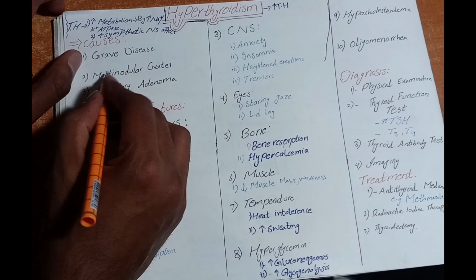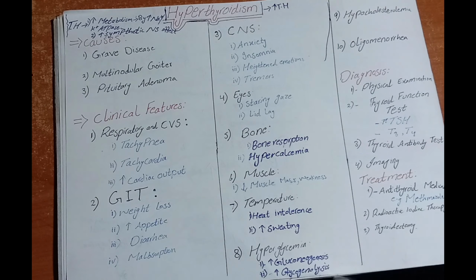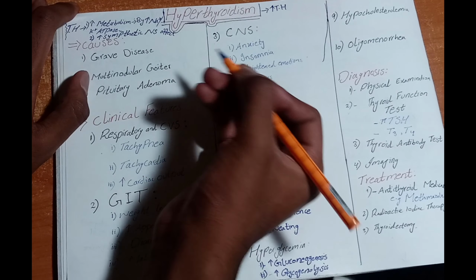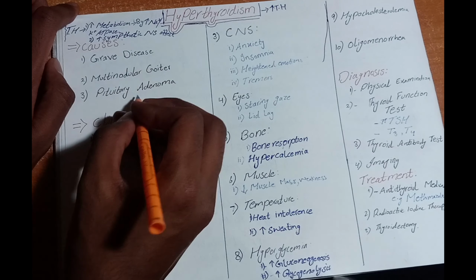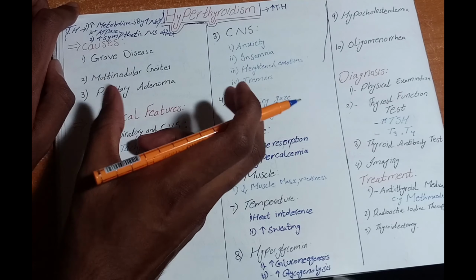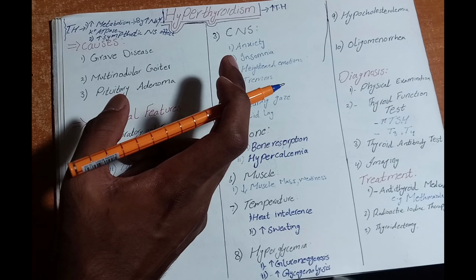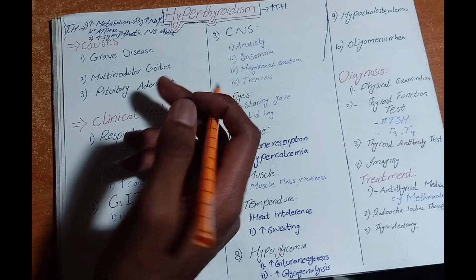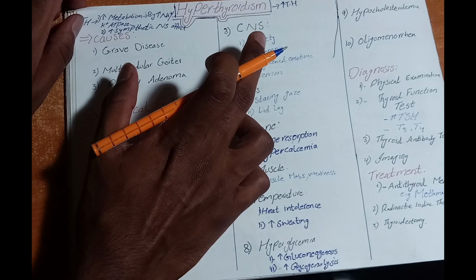The second most common cause is multinodular goiter. Multinodular goiter is a condition in which follicular hyperplasia of the thyroid gland occurs. In this way, thyroid hormones start increasing in our body. Then pituitary adenoma is also a less common cause, in which, due to a pituitary gland adenoma or tumor, thyroid stimulating hormone starts increasing, which will lead to increased stimulation of thyroid production, and so increased thyroid hormone in our body. These are the most common causes we know about hyperthyroidism.